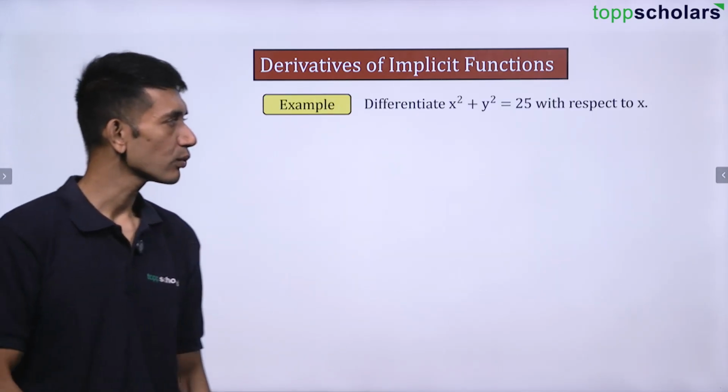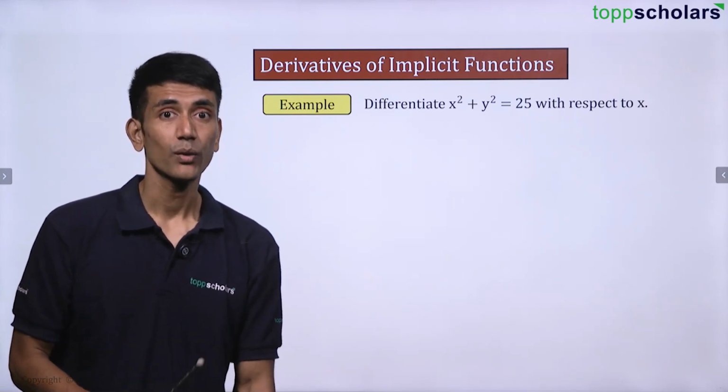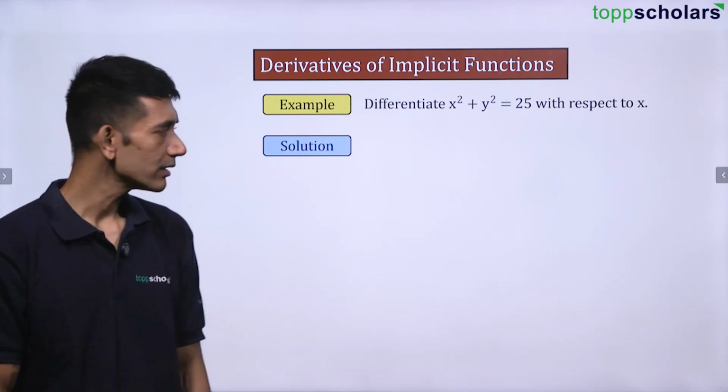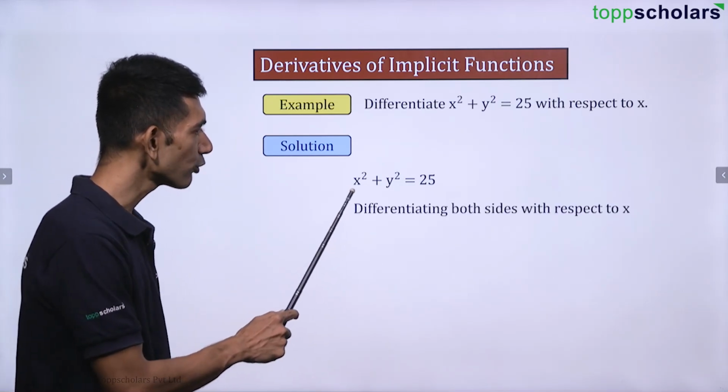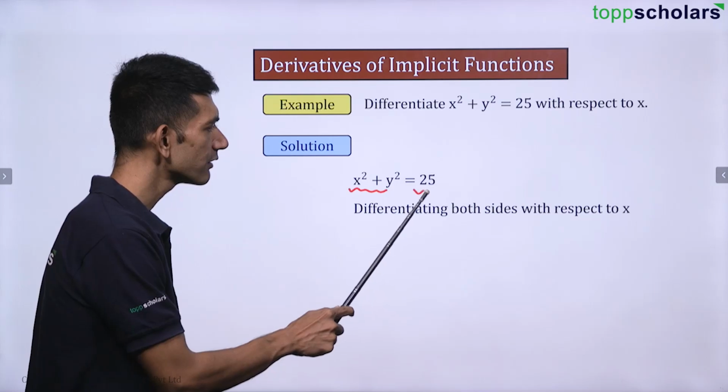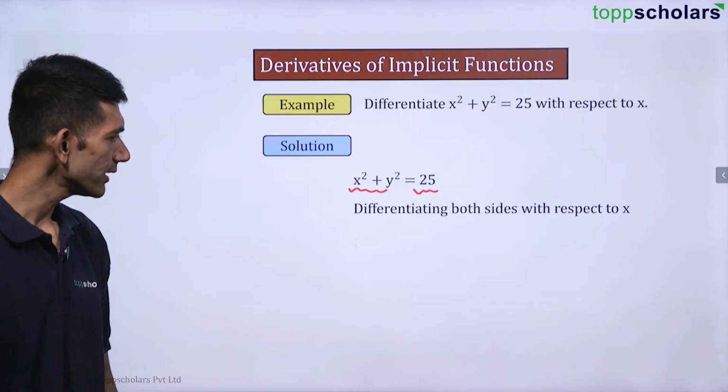So here we have x square plus y square is equal to 25. So how are we going to start? We are going to start by differentiating both sides with respect to x. This side also we are going to differentiate with respect to x, this side also we are going to differentiate with respect to x, right?